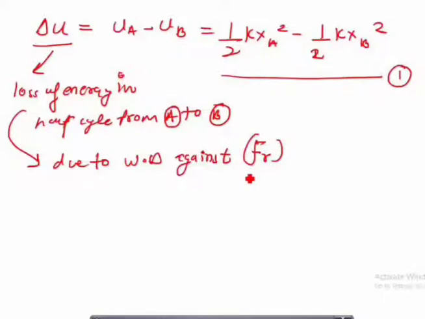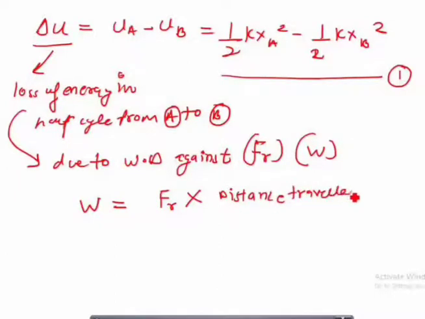Okay, against the frictional force Fr. Now let us say that this work done against the frictional force is W. So work done against the frictional force W is equal to what? It is nothing but Fr, a force, multiplied by distance travelled. Now guys, what is the distance travelled in the half cycle A to B? That is Fr into XA plus XB.